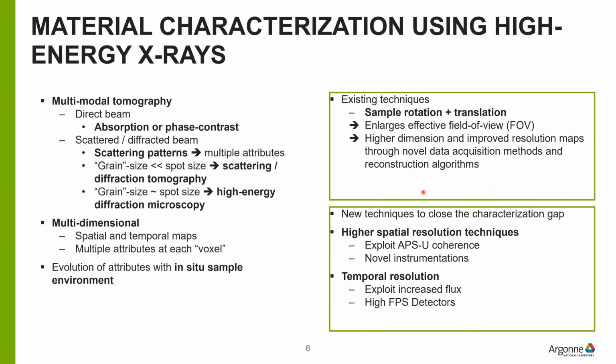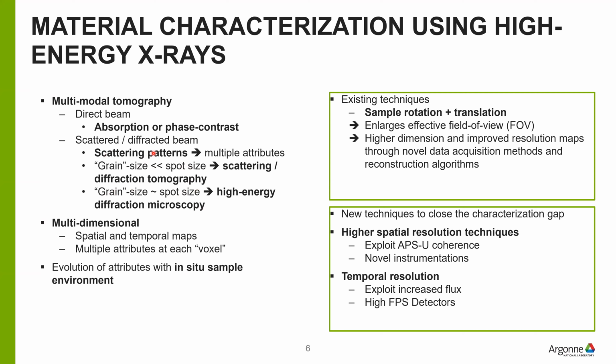So our material characterization technique using high energy X-rays, I would call a multimodal tomography, in the sense that in the direct beam, we measure the absorption or phase contrast induced by the sample. Or we look at the scattered or diffracted beam, and depending on what the grain size is with respect to the spot size, I would call one scattering tomography or high energy diffraction microscopy. That is the case where the grain size is small relative to the spot size, or the grain size is similar to the spot size.